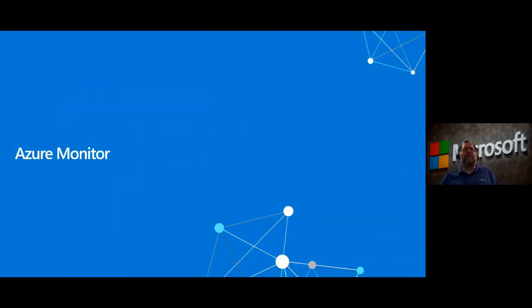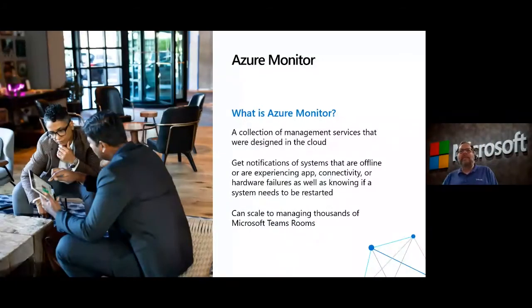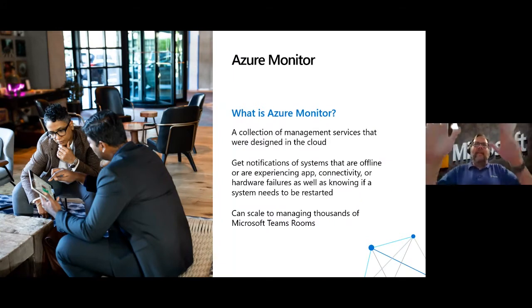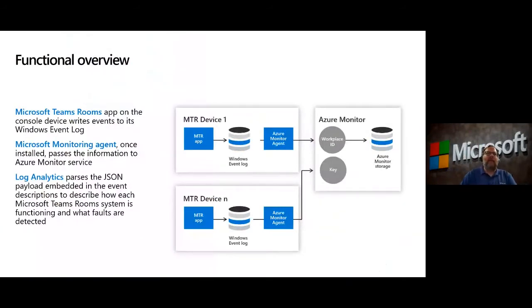Azure Monitor. This is formerly called OMS, now called Azure Monitor. So what is Azure Monitor? Azure Monitor is a cloud service where you can send logs and other data up to it, and it can scan, and you can set some rules and thresholds, and when those get hit, it'll give you a notification. In our world, we can monitor event viewer entries, and when certain event viewer actions fire, it can send us an email or a notification that something has happened on our Teams rooms.